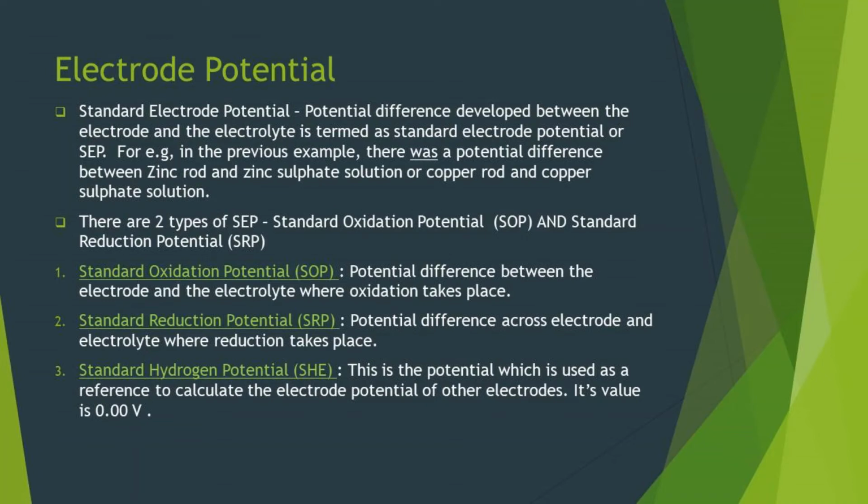Standard oxidation potential (SOP): the potential difference between the electrode and the electrolyte where oxidation takes place. Second, standard reduction potential, which is also known as SRP: the potential difference across the electrode and electrolyte where reduction takes place. Third, standard hydrogen electrode, SHE. This is the potential which is used as a reference to calculate the electrode potential of other electrodes. Its value is 0.00 volt.